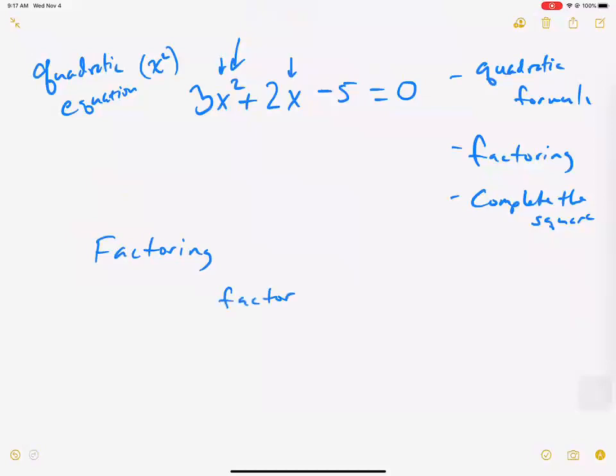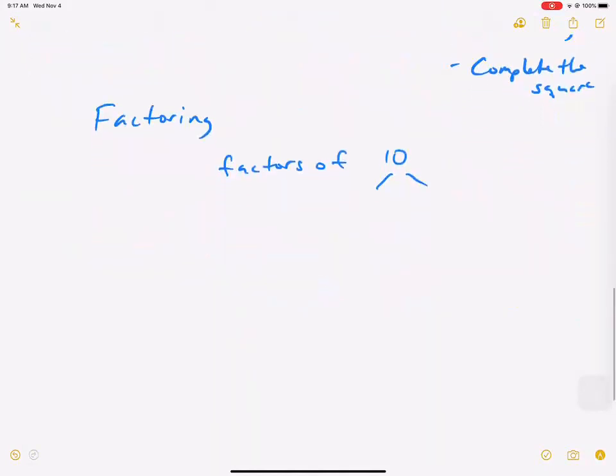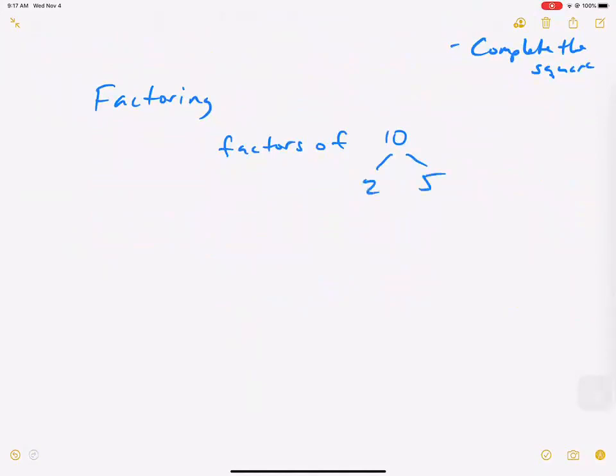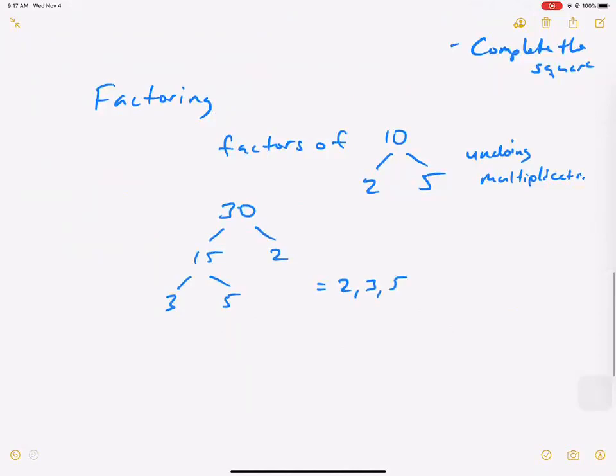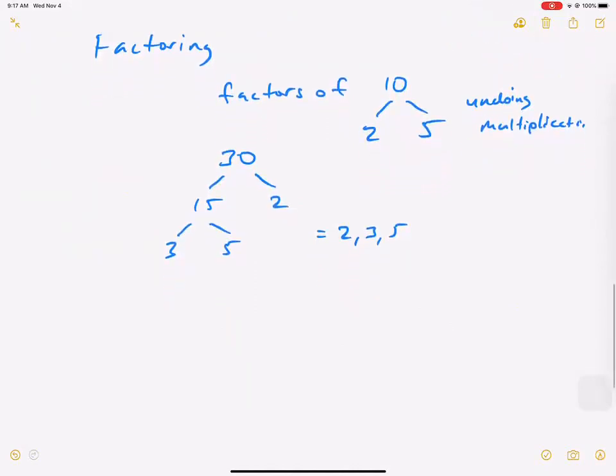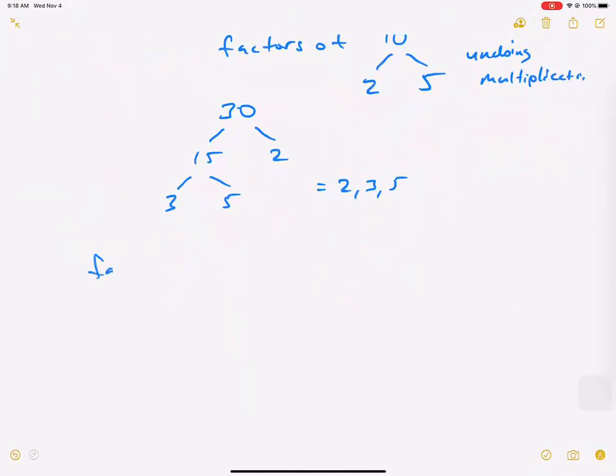Factors of the number 10. What are the numbers that make up 10? 2 and 5, right? So we're undoing multiplication. What are the factors of 30? That's 15 and 2, 3 and 5. The factors of 30 are 2, 3, and 5. We're undoing our multiplication. So if I ask you to factor x squared plus x equals 0.